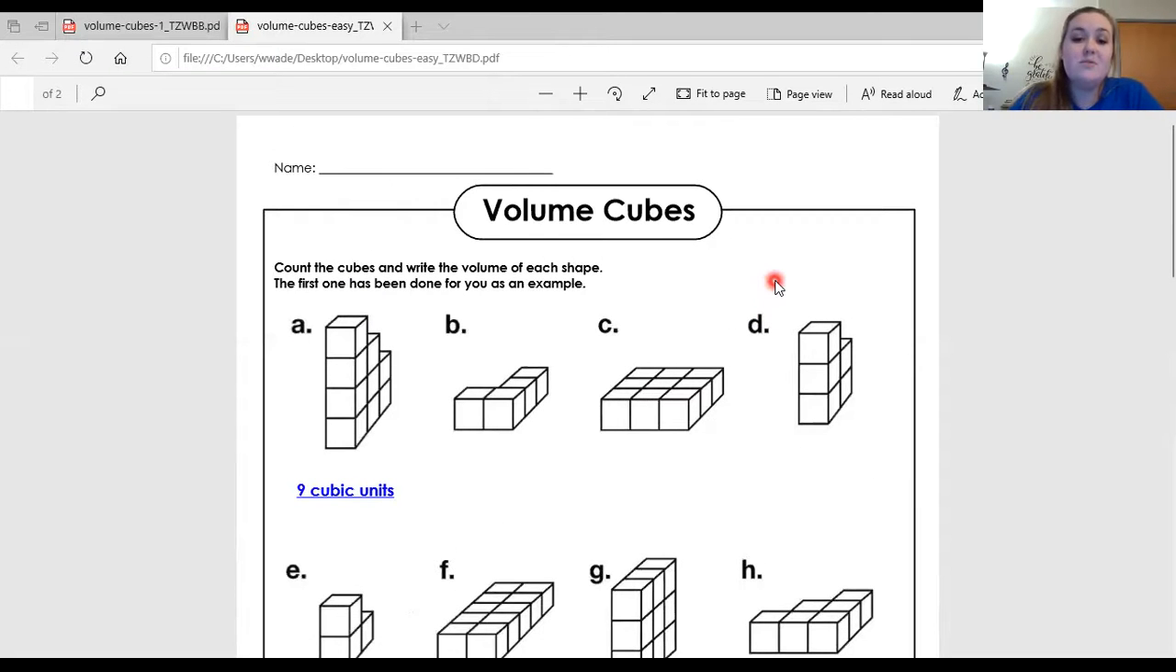I would encourage you, if you have some other time today, it's a great way to pull out Legos or blocks or something and mess around, maybe make some of these specific volume cube examples that are on your homework.